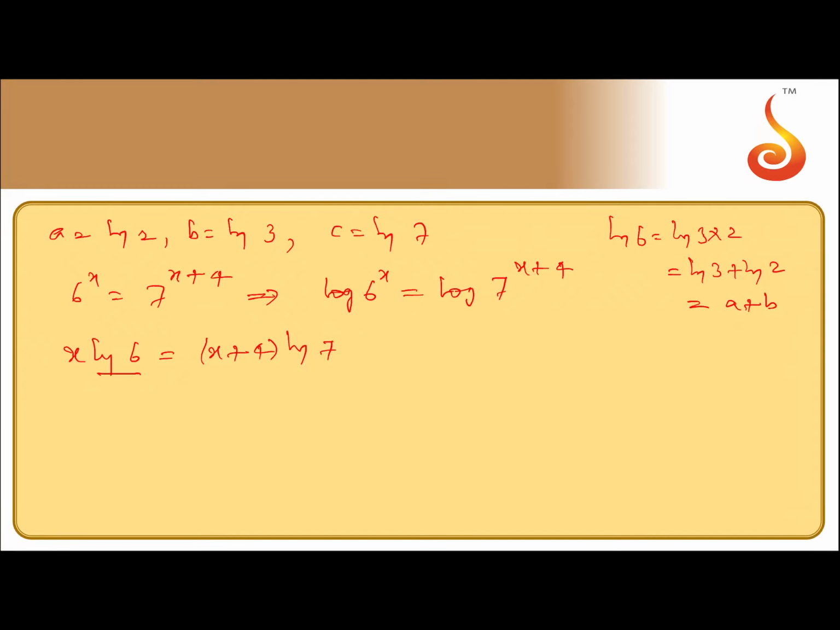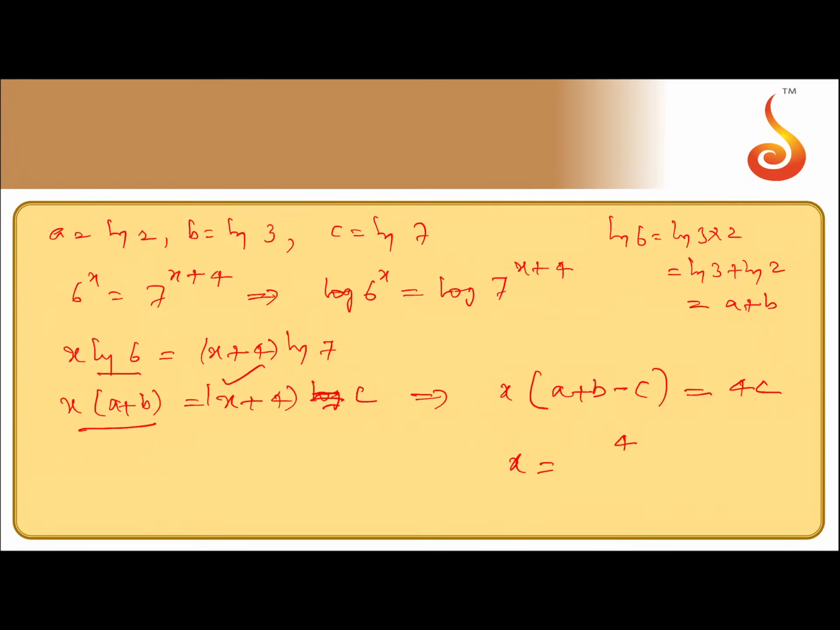Therefore, this is a plus b. So, x multiplied by a plus b is equal to x plus 4 multiplied by logarithm of 7, which is nothing but c. I can replace it by c. So, simplifying and taking x common, left hand side a plus b, right hand side 1c into x, bring it to the left hand side, minus c equals 4c.